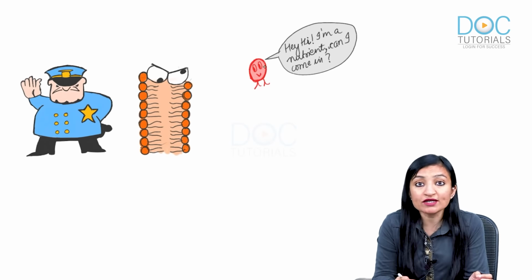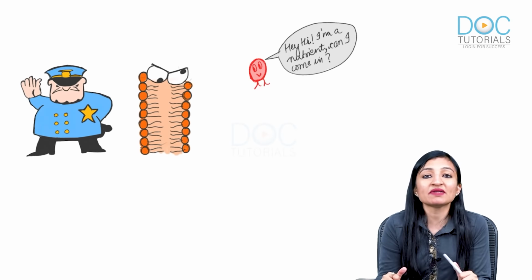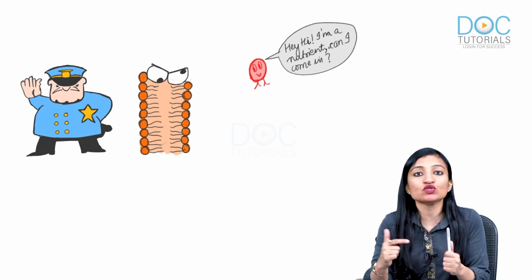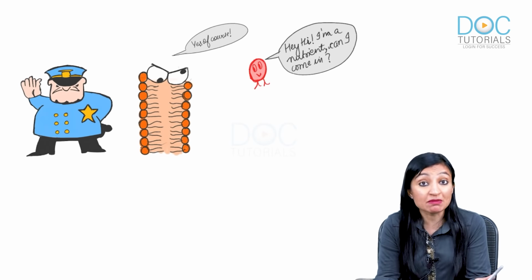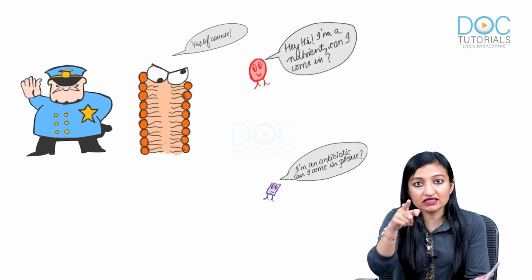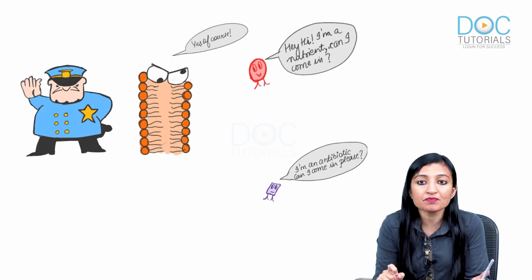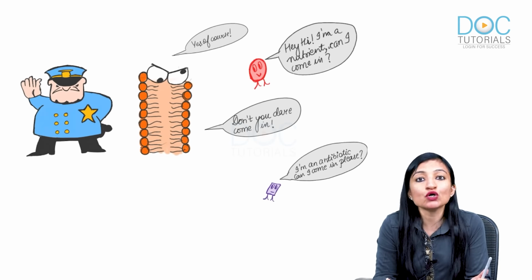Okay, so who is this? This fellow is talking to the cell membrane. Hi, I am a nutrient, can I come in? The cell membrane obviously will be welcoming to the entry of this nutrient. So the cell membrane will respond, yes, come in, of course. Then we have got another agent, as you can see in purple. Hi, I am an antibiotic, can I come in please? Don't you dare come in.